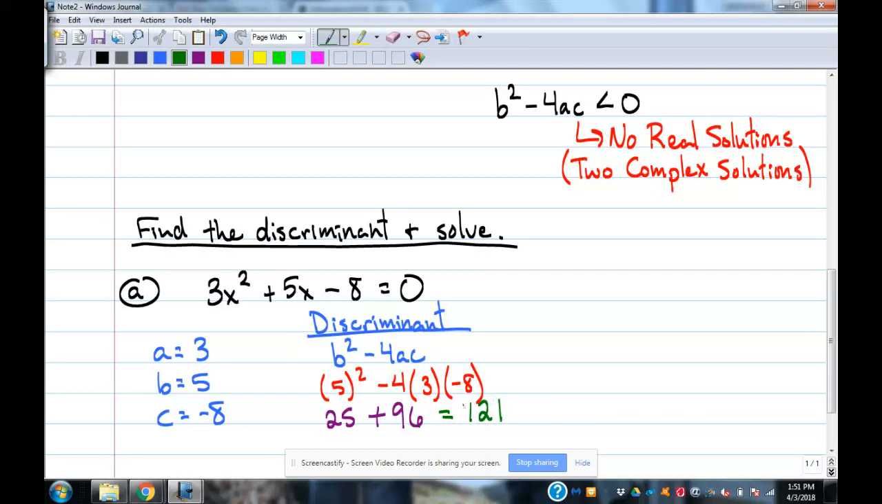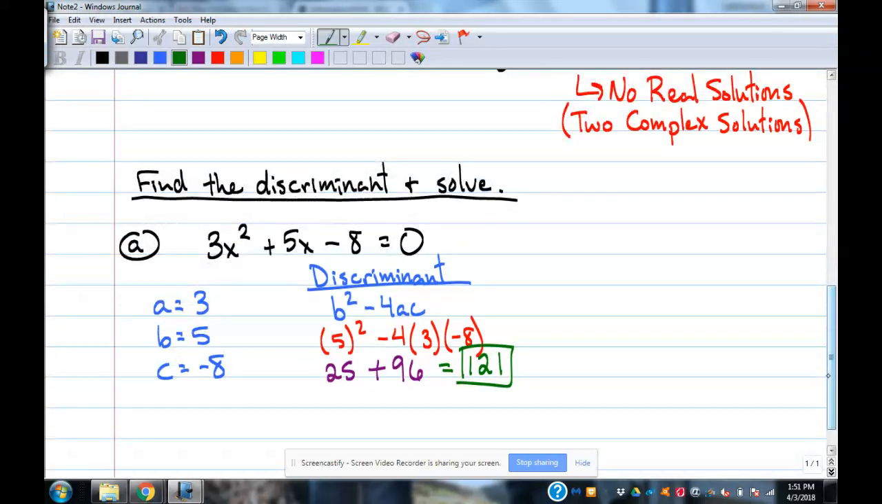121. What kind of number is that? Positive, 0, or negative? So that tells us we have how many answers? 2 real solutions. That tells us we're going to find 2 answers. We're going to use that 121 in the quadratic formula. Okay. Now, this is the discriminant part. Now we're actually going to solve using the quadratic formula.